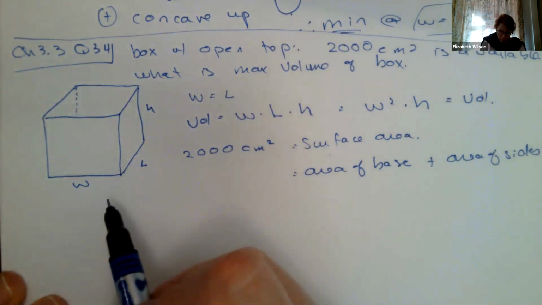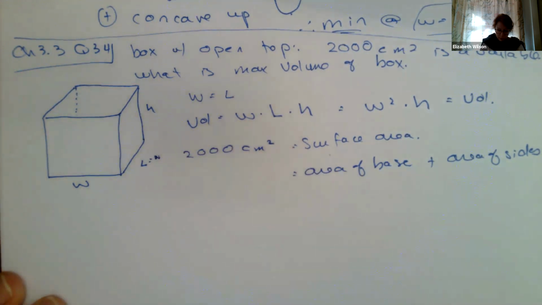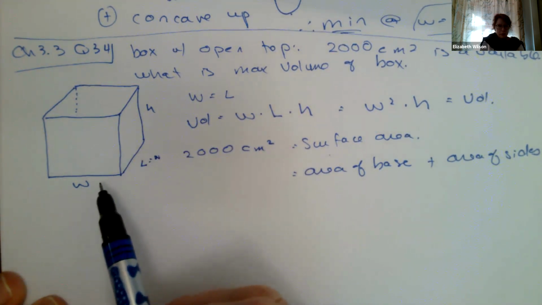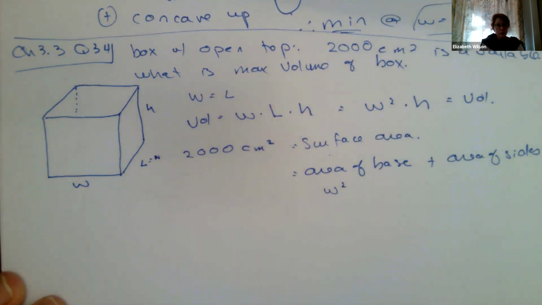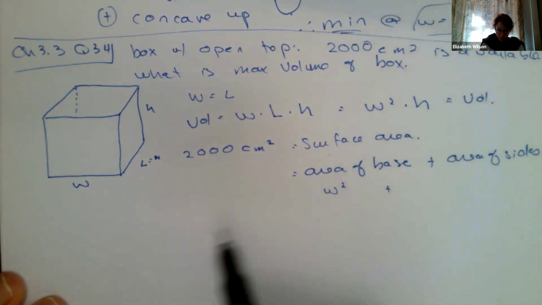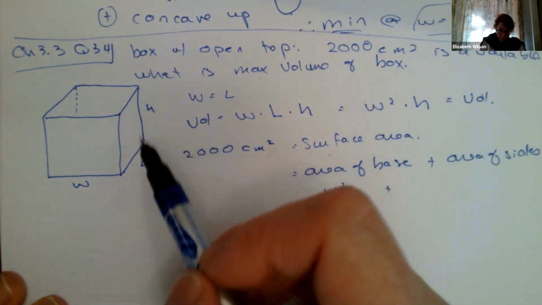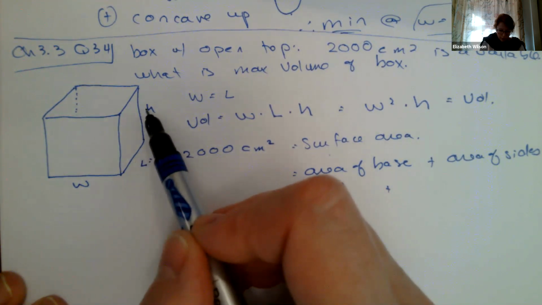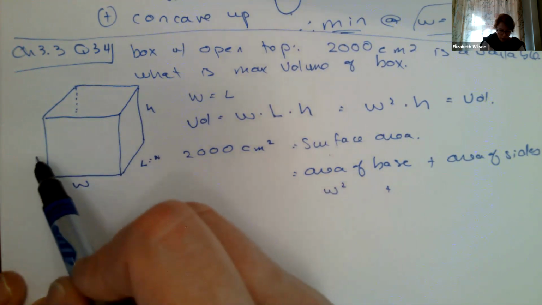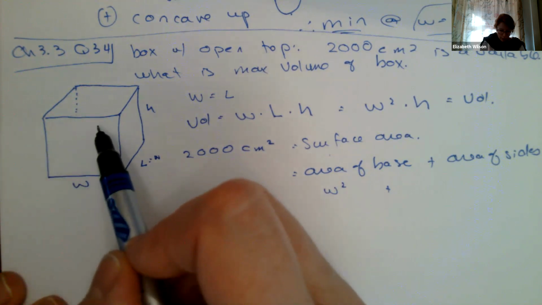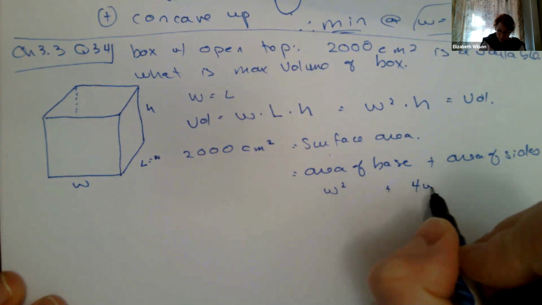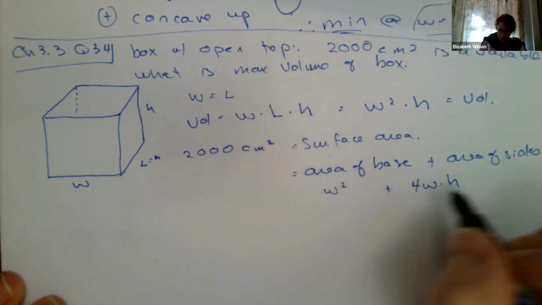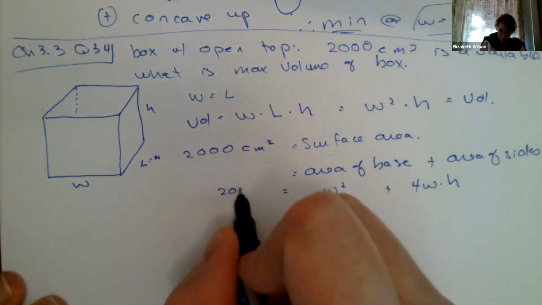So the area of the base, since length and width are equal to each other, is width times width. So this is width squared, plus my sides are going to look like this. I've got width times height, width times height, width times height, and width times height. So that's width times height times 4, and that's equal to 2,000.